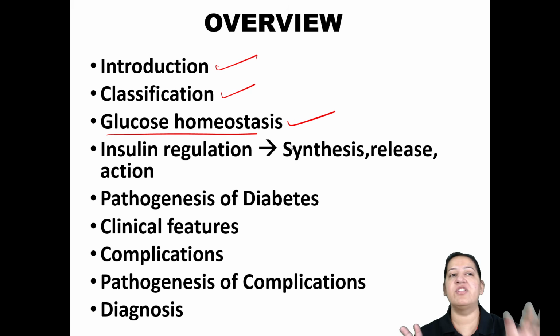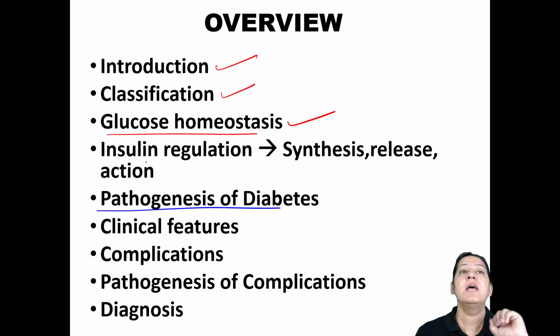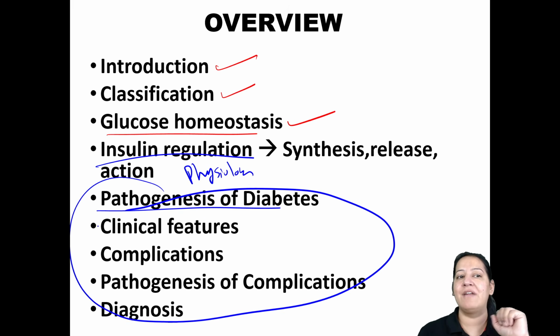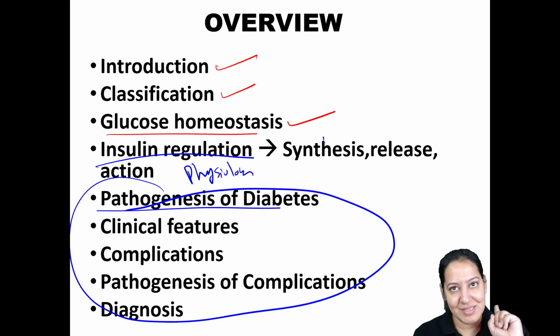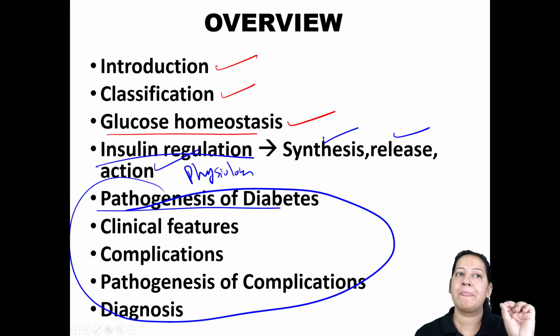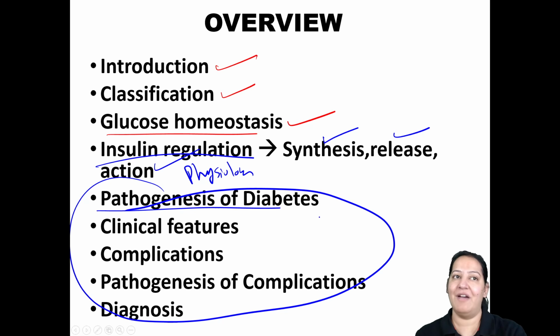The next topic I want to start before teaching you the pathogenesis of various types of diabetes is insulin regulation, the physiology. Let me teach you physiology first, then I will come to pathology, medicine and pharmacology. So how insulin is synthesized, how it is released, and after releasing, how insulin shows its action. That is the biggest thing I want to teach you here, and after that, I will come to the pathogenesis of diabetes. Have you got it? Say yes or no. So let me start with insulin regulation.